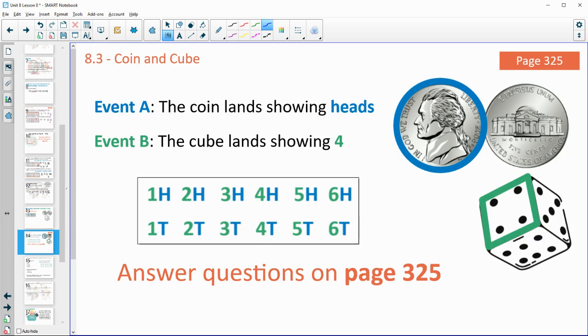So we're going to see 12 total outcomes possible. Go ahead and take a look at page 325 in your book and answer the questions about event A being that you get a heads and event B being that you roll a 4. Once you've answered those questions, come back to the video.